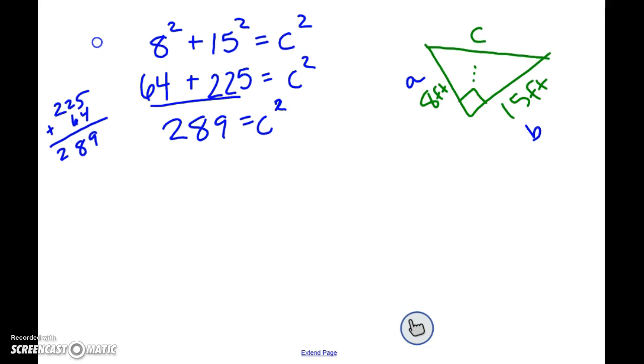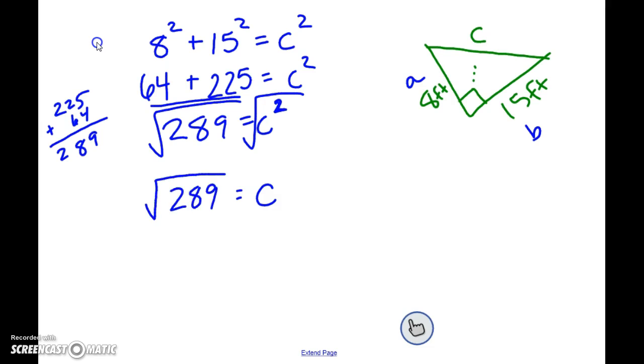So I can cancel out this squared by taking the square root. That will just leave me with a C. But if I took the square root of that side, then I have to take the square root of this side. So I can leave it as the square root of 289 equals C. That doesn't tell me what the side length of C, though, is. If I said, what is C, you could tell me it's the square root of 289. But if I said, what is the missing side length, I want you to tell me how many feet it is. So I might need to do a prime factorization to figure out the square root of 289.